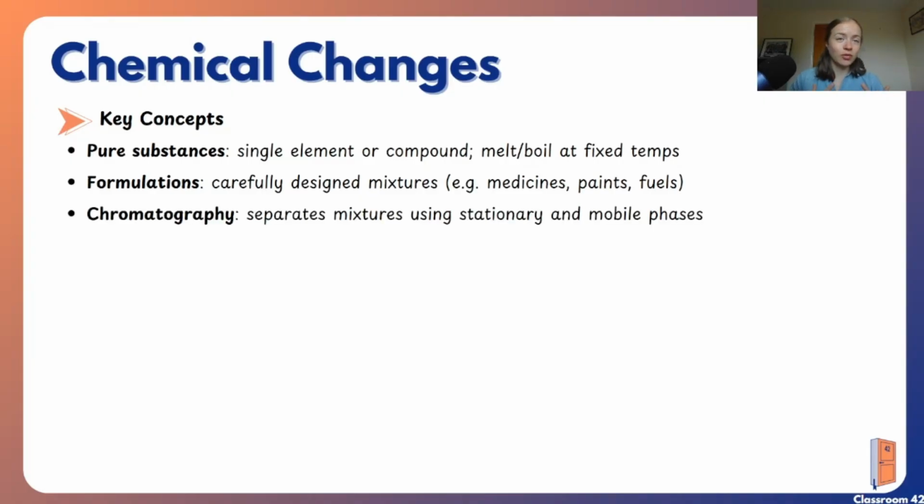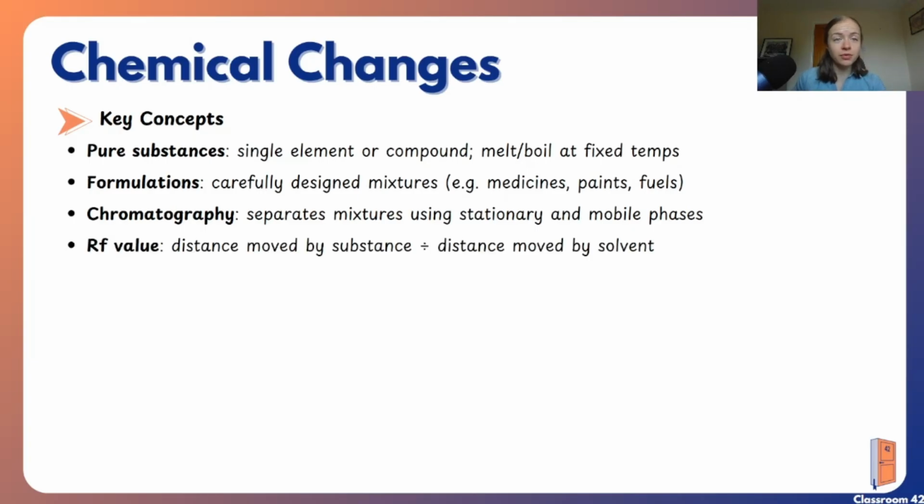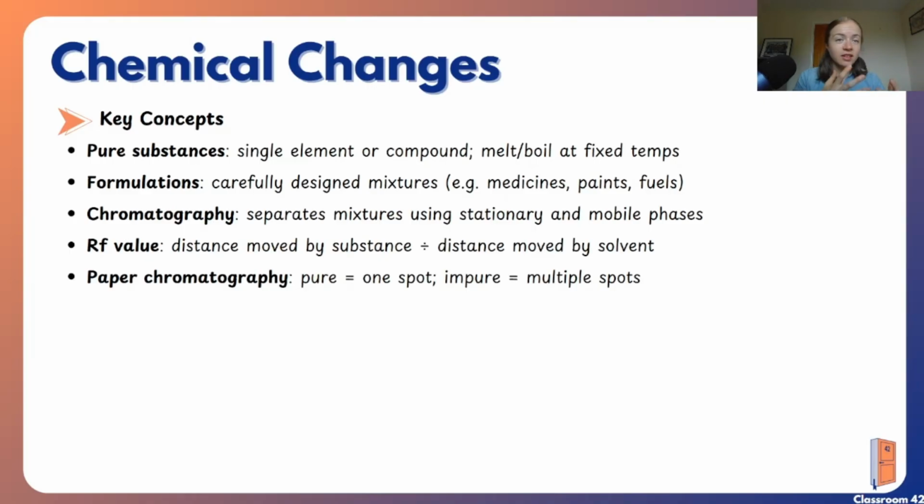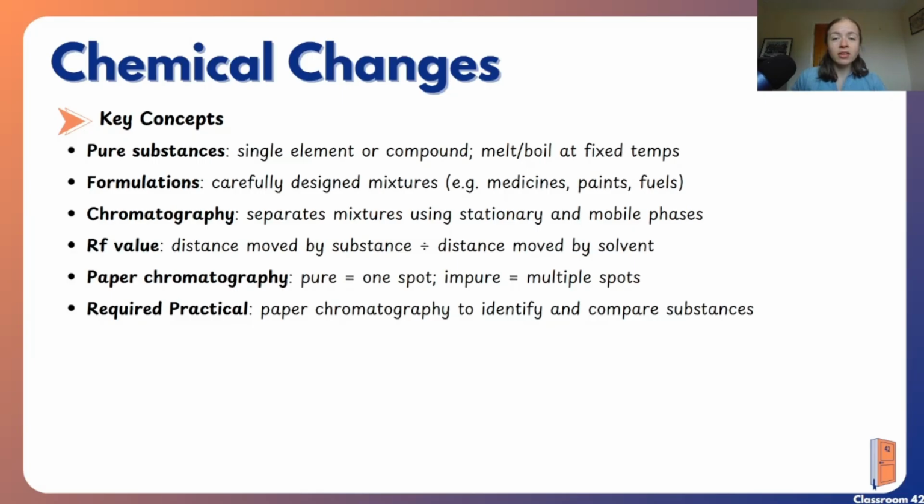Chromatography, as we've already said, separates mixtures into its constituent parts using stationary and mobile phases, or the principles of those. And an RF value, which you obtain from a chromatography procedure, is the distance moved by a substance divided by the distance moved by the solvent. And paper chromatography, in the results, if the substance is pure, you'll get one spot, and if it's impure, you'll get multiple spots. So that required practical of using paper chromatography to identify and compare substances could hold a lot of relevance to questions in this unit.